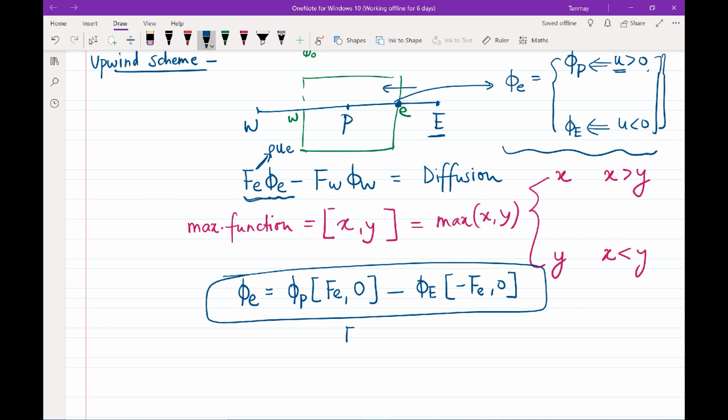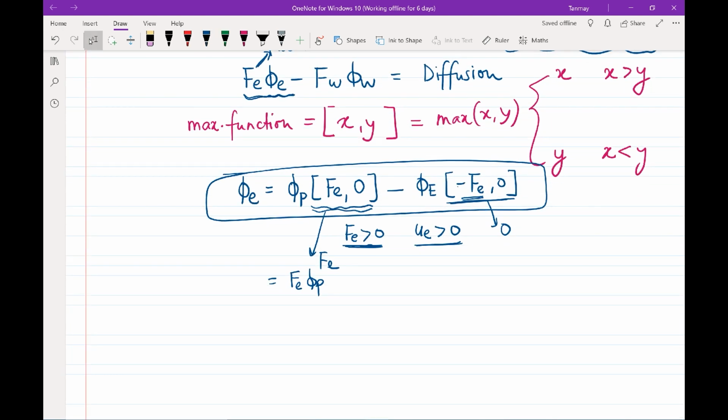So when fe is greater than 0, it means ue is greater than 0. So when fe is greater than 0, this particular bracket would simply become fe, and in this other bracket, because fe is greater than 0, minus fe would be a negative number, and this bracket would become 0, and this whole quantity would become fe times phi p, right? And we said that when fe is greater than 0, or when ue is greater than 0, the phi e should be equal to phi p.